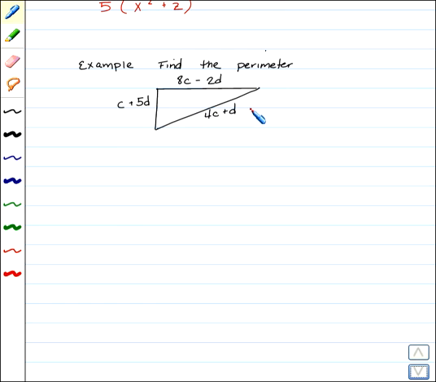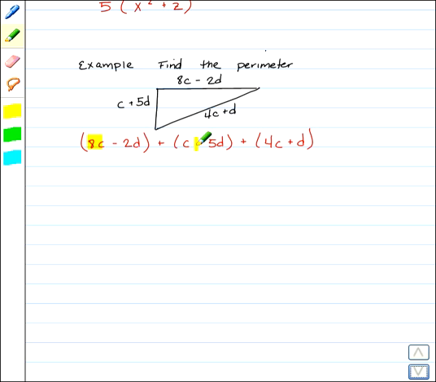So we're asked to find the perimeter of the triangle. So we know the perimeter is equal to the sum of the sides. So that means we have our 3 side lengths and we need to add them together. So let's see what we have. 8c minus 2d plus c plus 5d plus 4c plus d. Okay, so now we need to combine our like terms. So we have 8c, c, and 4c, and then we have 2d, 5d, and d. Okay, so using our definition of subtraction here, we're going to add the opposite, so plus negative 2d.